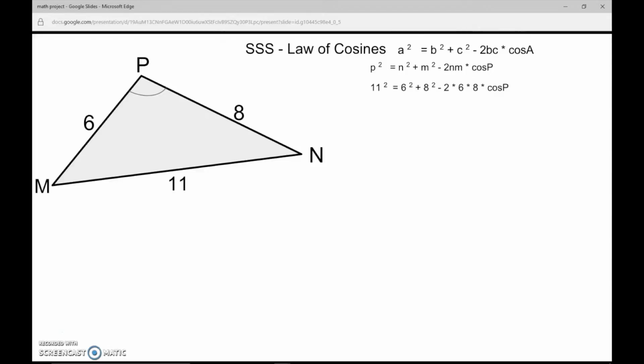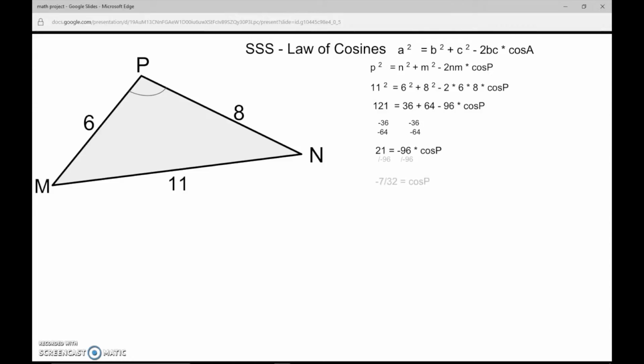Plugging in our side lengths, we'll change it to 11 squared equals 6 squared plus 8 squared minus 2 times 6 times 8 times the cosine of p. Multiply out our exponents and we'll have 121 equals 36 plus 64 minus 96 times the cosine of p. We'll subtract 64 and 36 from both sides and we'll end up with 21 equals negative 96 times the cosine of p.